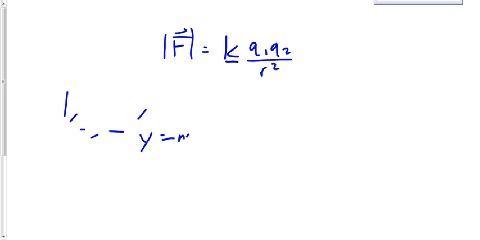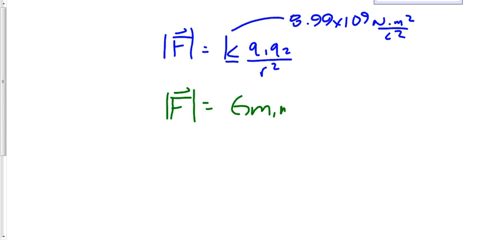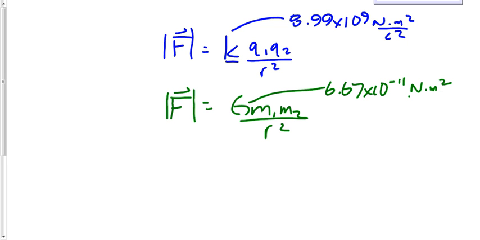That number, by the way, is called Coulomb's constant, and its value is 8.99 times 10 to the 9 newton meter squared per coulomb squared. That looks a lot like the equation we learned last year called Newton's law of universal gravitation, which says the gravitational force is equal to big G M1 M2 over R squared. Does that ring a bell? G is 6.67 times 10 to the minus 11 newton meter squared per kilogram squared.